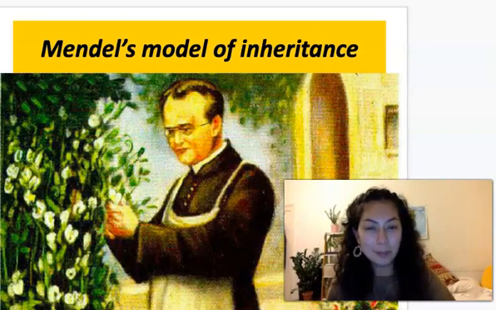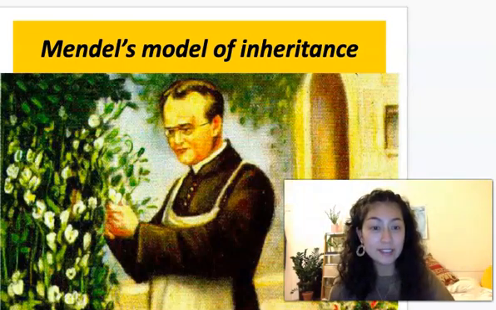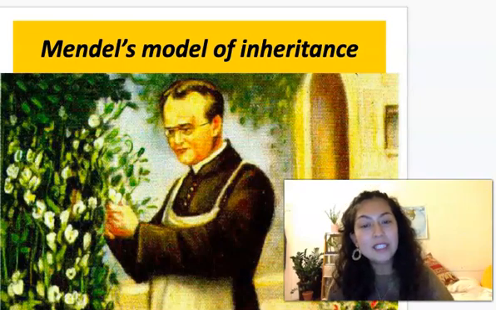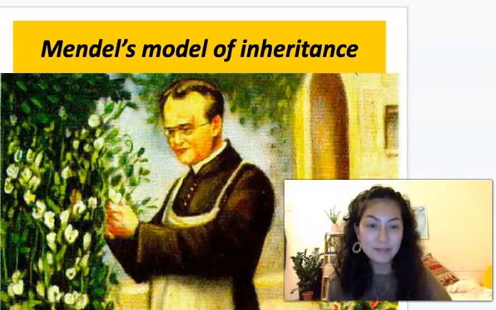This is essentially his model of inheritance: each trait, whether that's pea color, height, or shape of the pea, is controlled by factors. For each trait, plants had two factors that could be identical or different. Plants with identical factors, such as long and long, were referred to as pure breeding, while plants with different factors, such as long and short, were called hybrids.